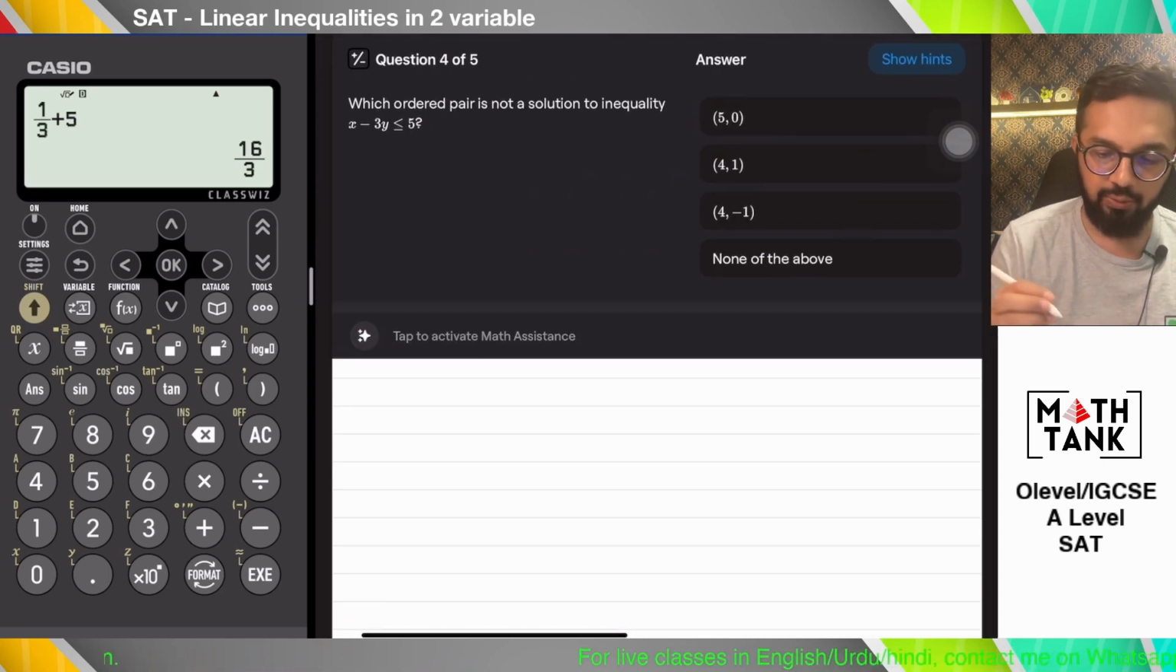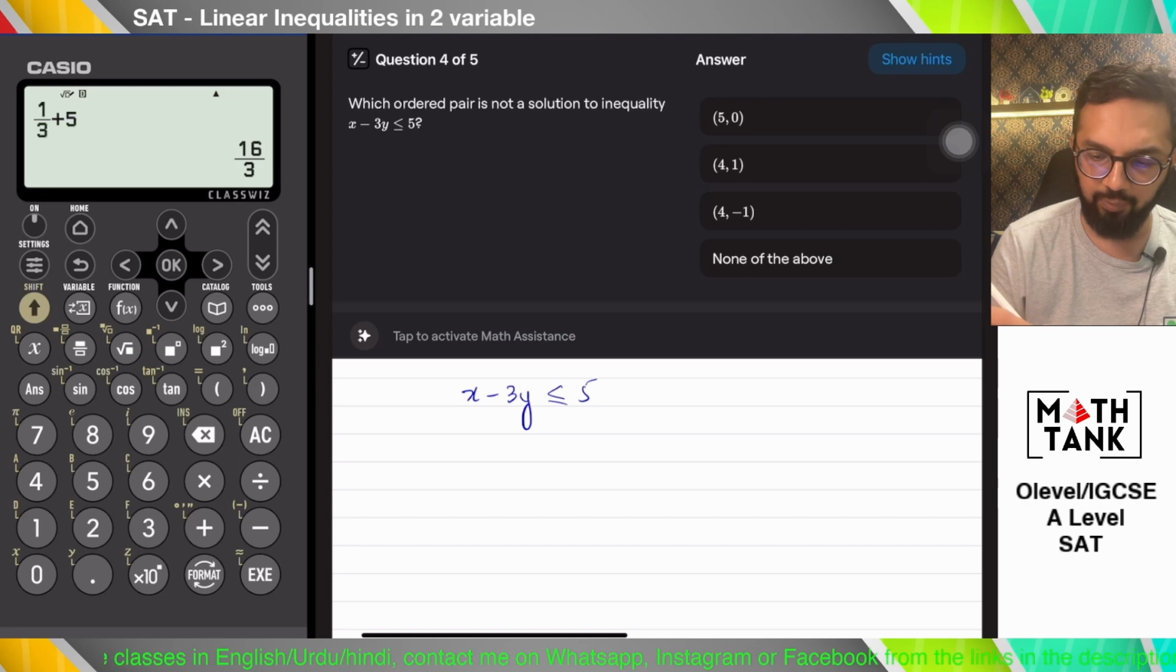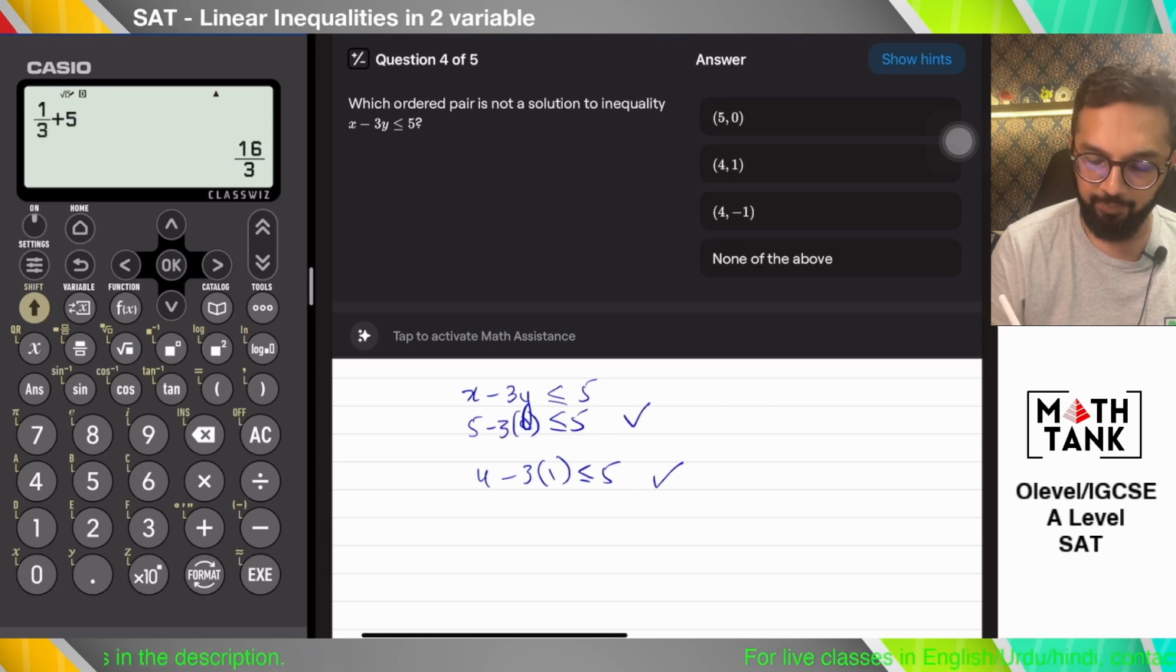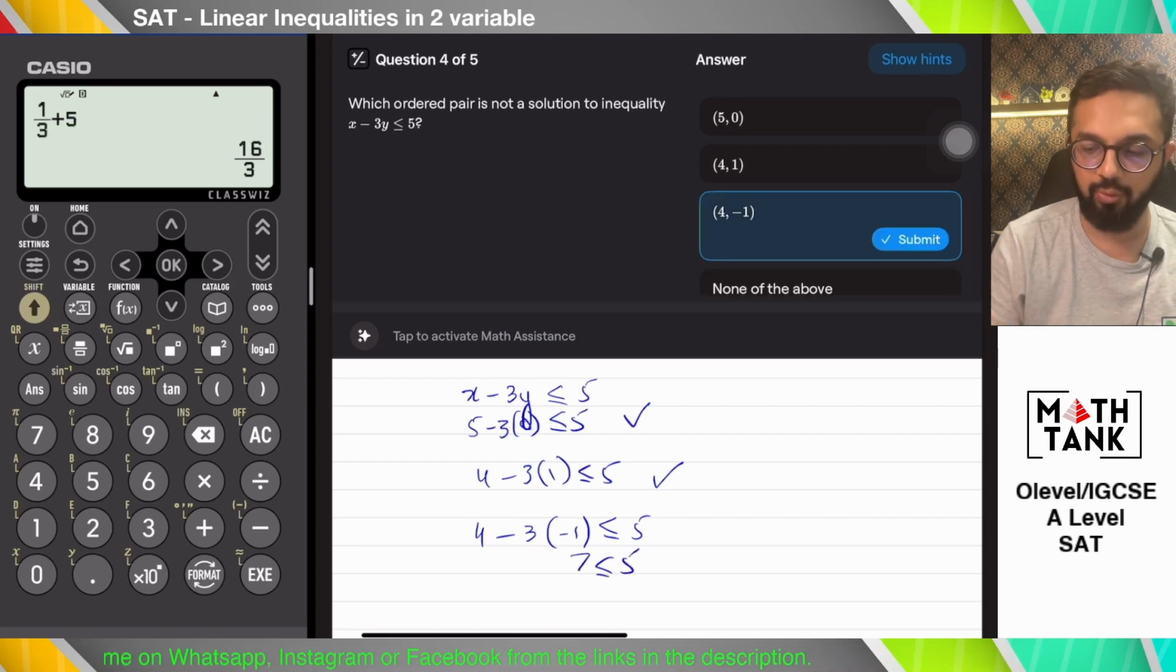Which ordered pair is not a solution to the inequality? So x minus 3y is less than or equal to 5. I'll have to plug in each of the answer options. 5 minus 3 times 0 is less than or equal to 5. Yes, that's correct. Is 4 minus 3 times 1 less than or equal to 5? Yes, that is also correct. Is 4 minus 3 times minus 1, which is 7, less than or equal to 5? 7 is not less than or equal to 5, so this is not a solution.